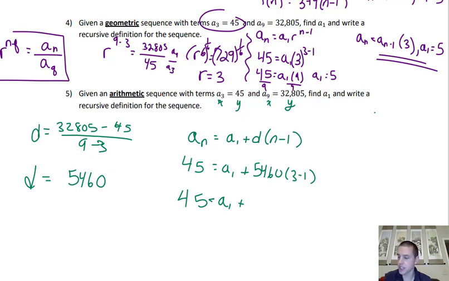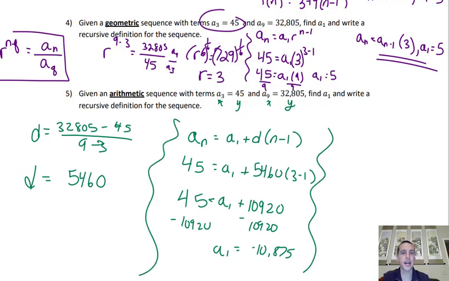5,460 times 2 is 10,920. And then we're going to subtract that from both sides. And we are going to get a1 to equal negative 10,875. Big number. Actually, probably a really small number, negative. And so to write our recursive formula, next equals now, adding 5,460, comma, starting at negative 10,875.